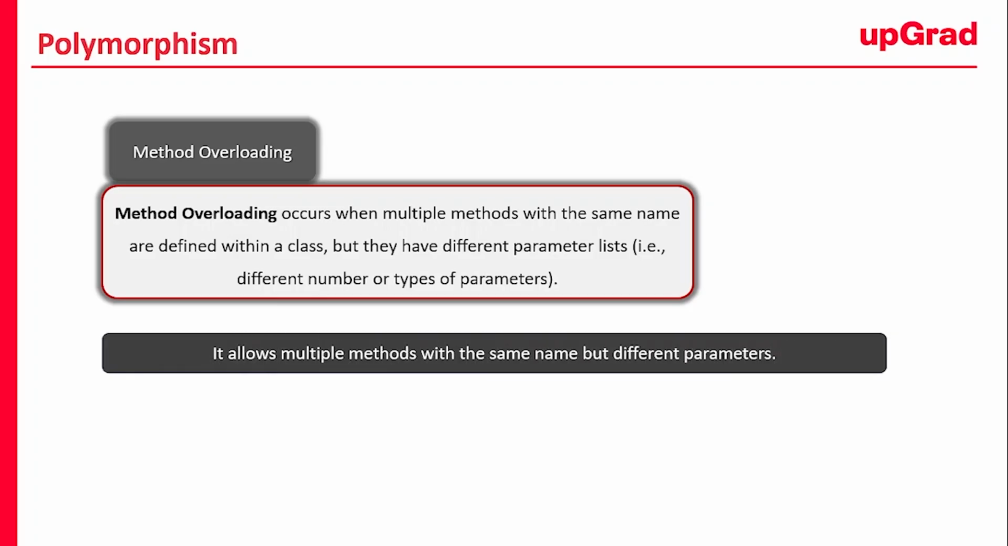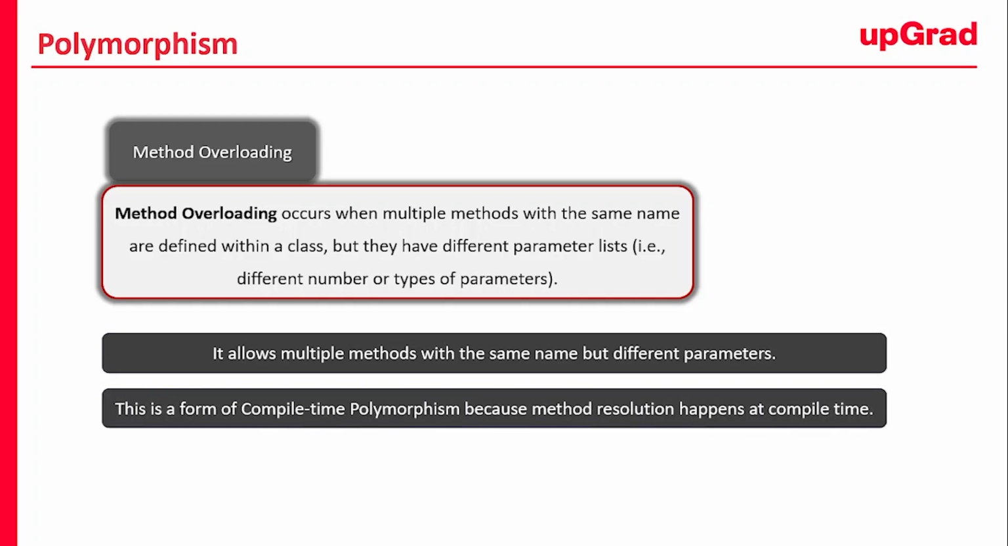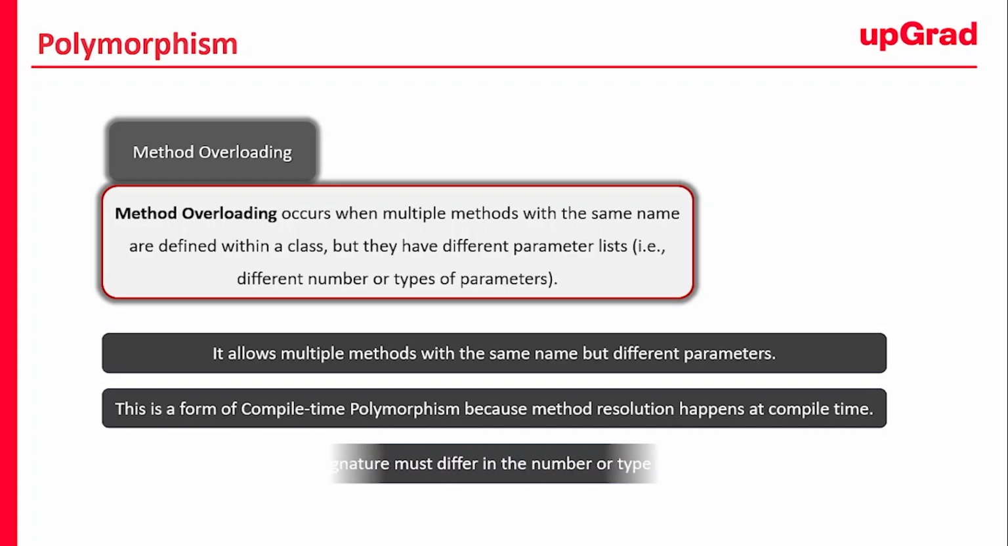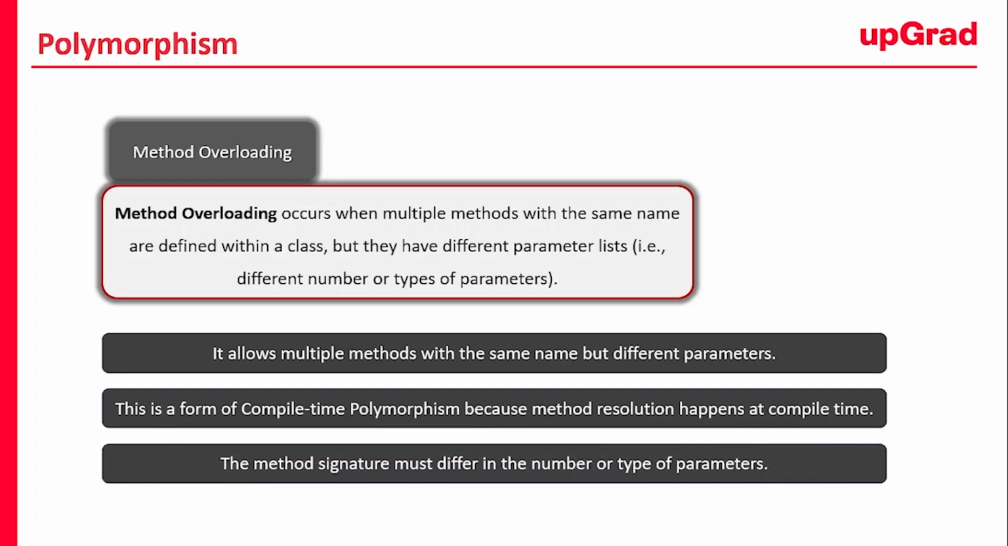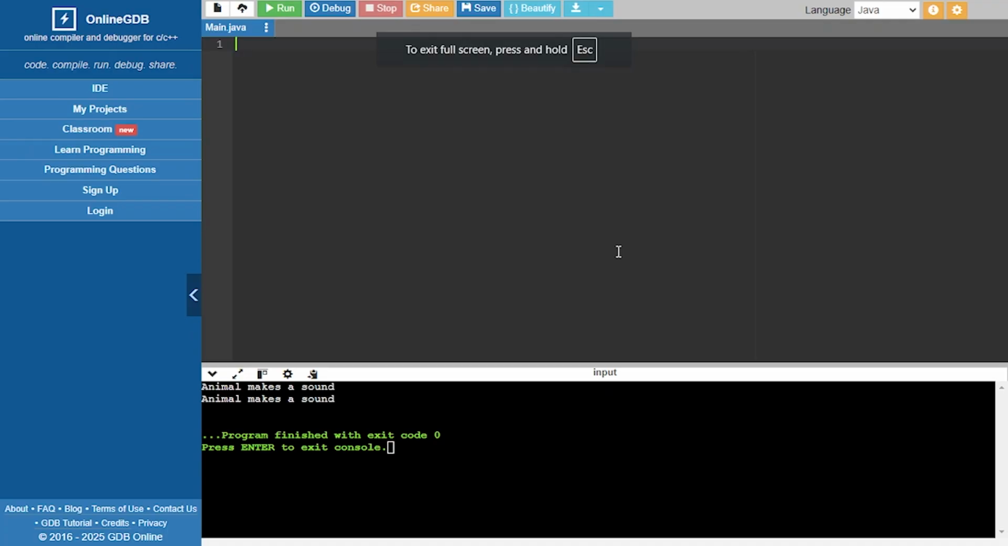Now, key points to remember: method overloading allows multiple methods with the same name but different parameters. This is a form of compile time polymorphism because method resolution happens at compile time, not runtime. The method signature must differ in the number or type of parameters. All right. So now let's understand it with the help of an example. Here we'll do the example of method overloading.